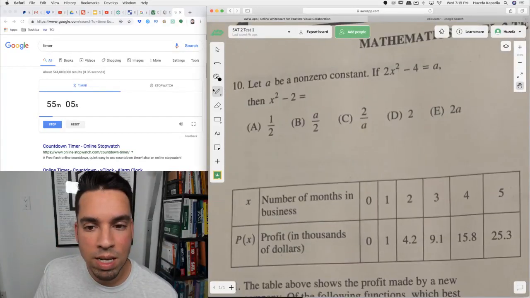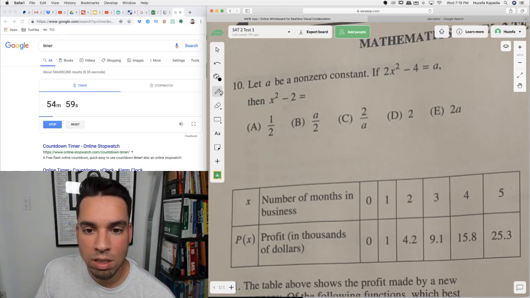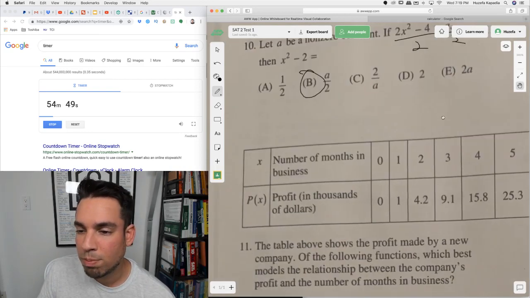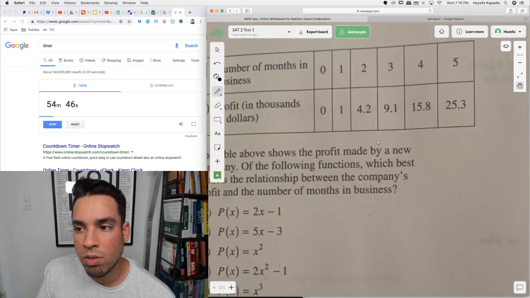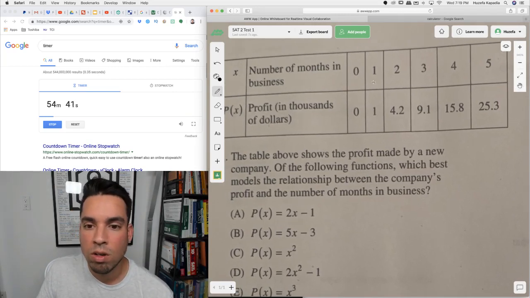Number 10, let a be a non-zero constant. If this equals a, then x squared minus 2 is a over 2, because if we divide this by 2 and this by 2, we'd get x squared minus 2 equals a over 2. Pretty straight up.